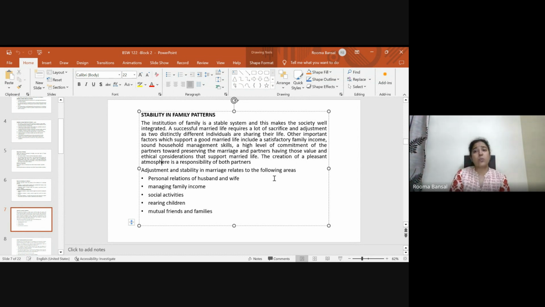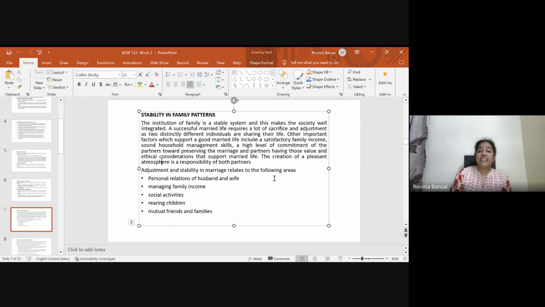And it is very important that they should have a good family income, meaning a secured financial status, and sound household management skills. It means they should have the ability to manage their housework, their household, both. We are not talking about anyone in particular. Both should have a high level of commitment toward preserving the marriage. It means they should be committed to their partner.